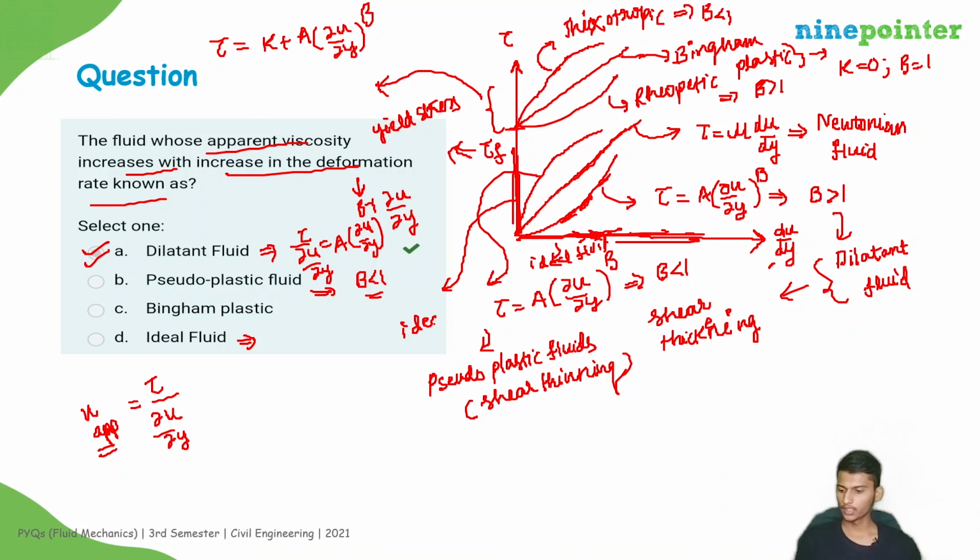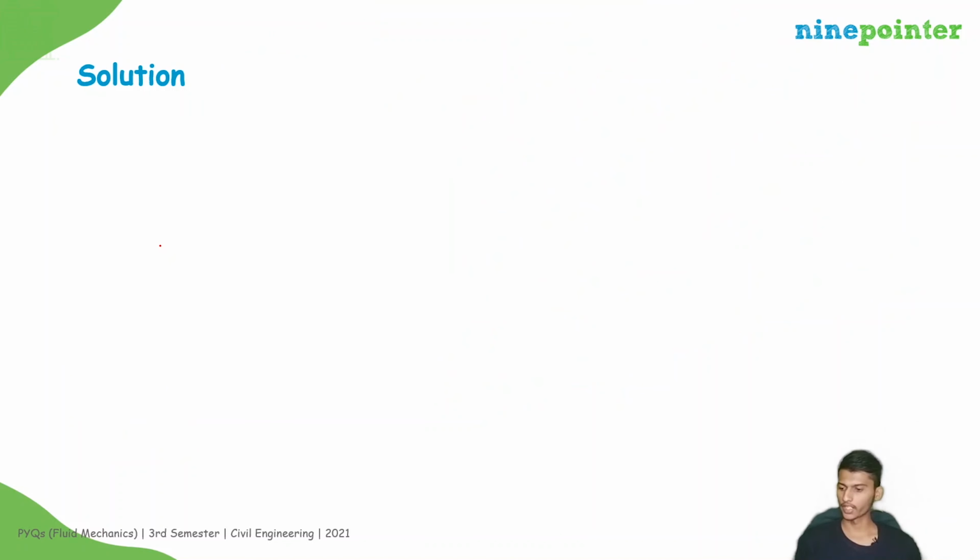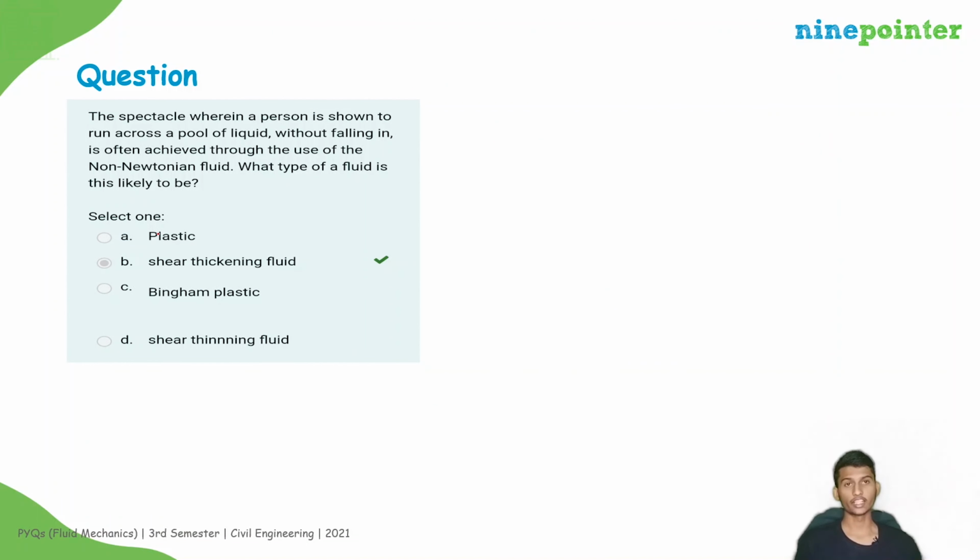Ideal solid means that it is rigid. A rigid body does not undergo any deformation under any action of load, right? So this is the answer for the first question. Let us move to the second question. So this is the second question.